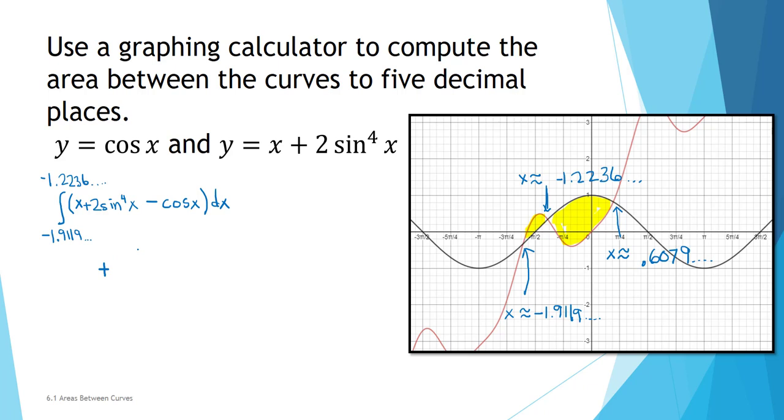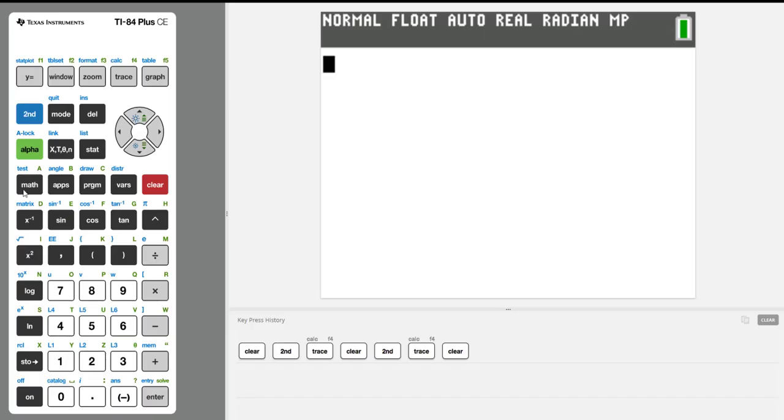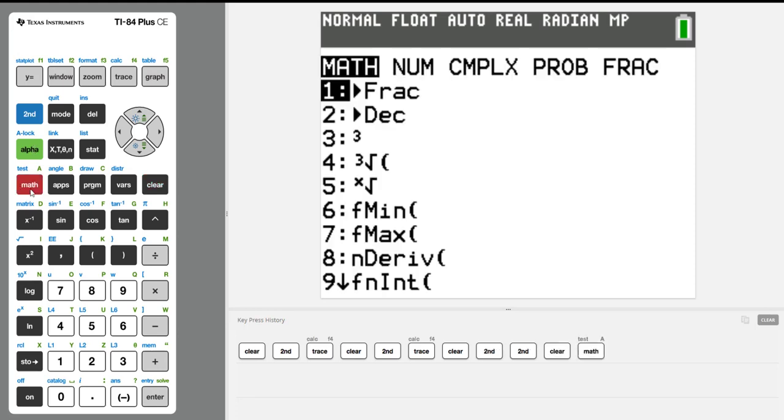To that, I need to add the other area. The other area is the integral from negative 1.2236 to 0.6079. And then again I'm thinking top minus bottom, but notice the top and the bottom have switched here. So the top here is cosine x, and the bottom is x plus 2 sine to the 4th x. In order to evaluate this function, I'm going to use the integration function on my calculator.